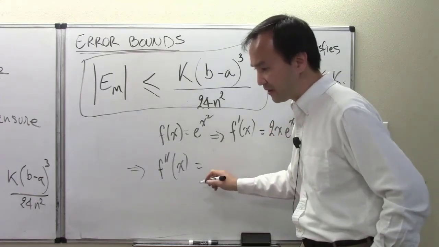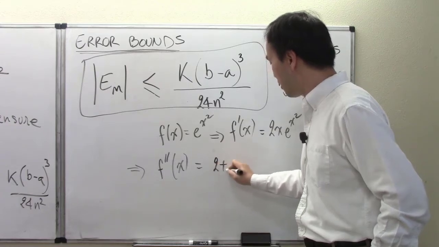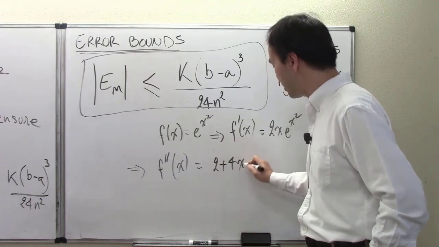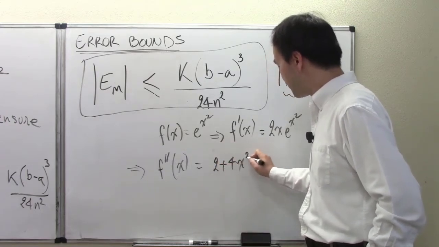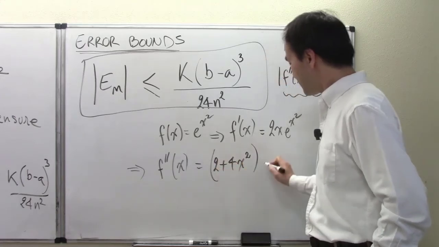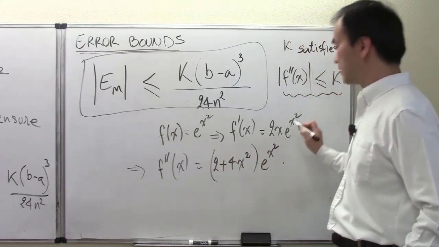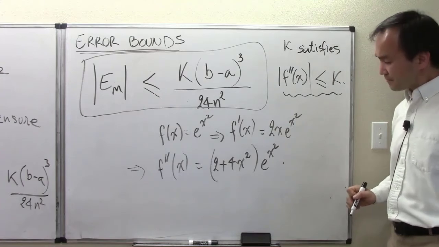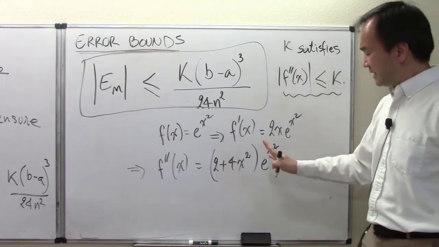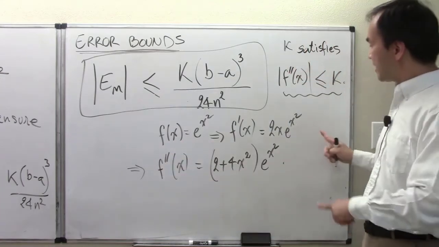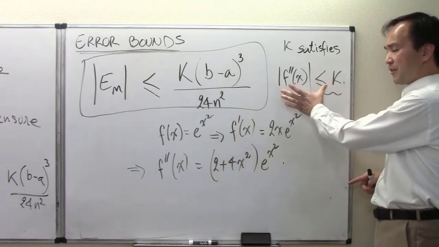So after taking one further derivative of this function, and after all the work and combining like terms, we arrive at f double prime being 2 plus 4x squared times e to the x squared. That's my f double prime. So now we've got f double prime, but what matters is to recognize the K satisfying this.